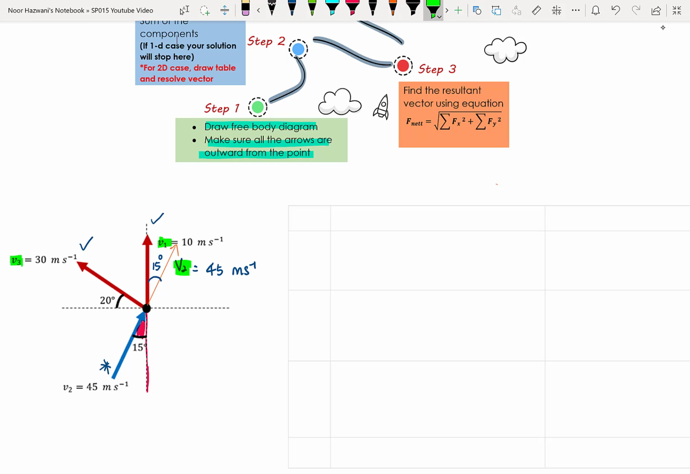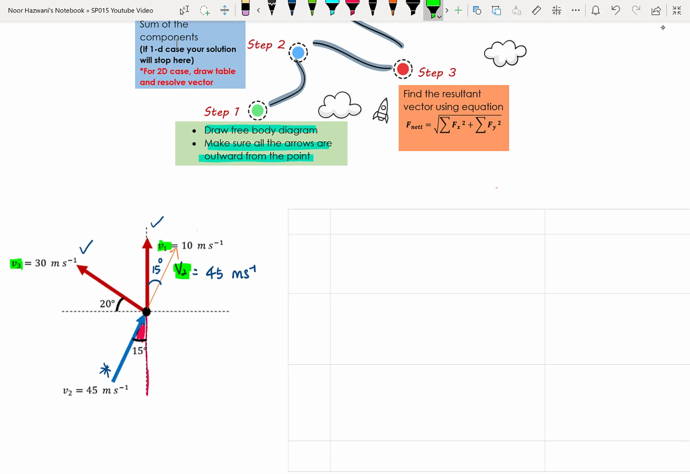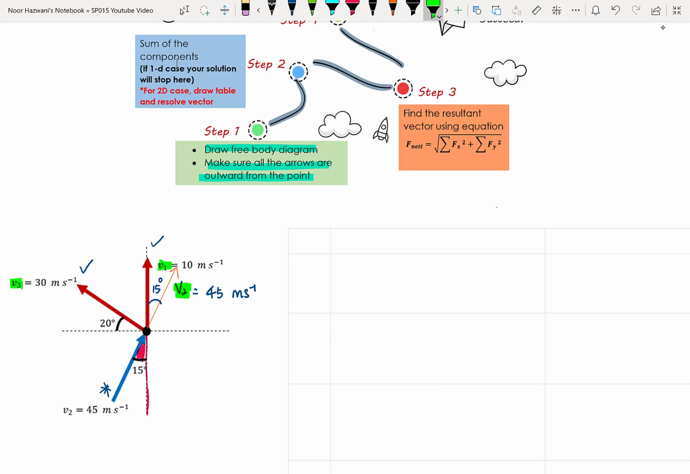Okay, selepas kita pastikan step number 1 kita settle, baru kita proceed kepada next. Okay, kita dah pastikan free body diagram ready. Kita dah pastikan all the arrows are upward from the point. Therefore, we have to proceed to the step number 2, which is we have to sum the components. But then, untuk case 2 dimension, we have to draw table and resolve the vector. Okay, so dalam table apa kita kena buat? Since dia adalah velocity, so first column kita akan label dengan velocity. And then kita akan tulis X component. And then third column would be your punya Y component. And then you are going to label V1, V2 and V3.